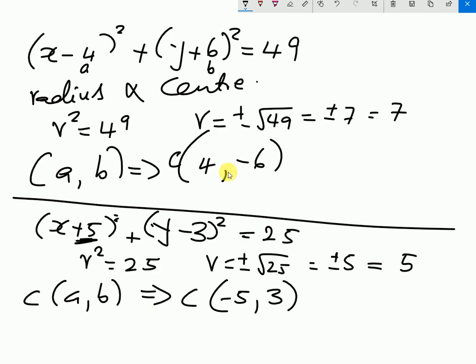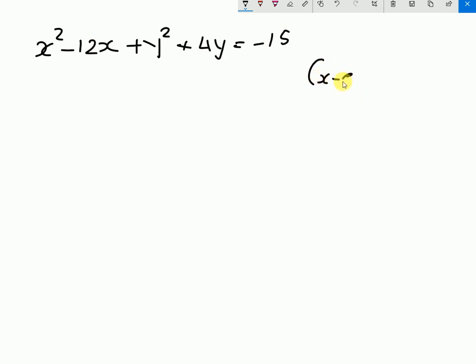But people, on the last one, we are having here x² − 12x + y² + 4y = −15. If they ask you to write this equation of the circle in terms of (x − a)² + (y − b)² = r², people, it must be easy.